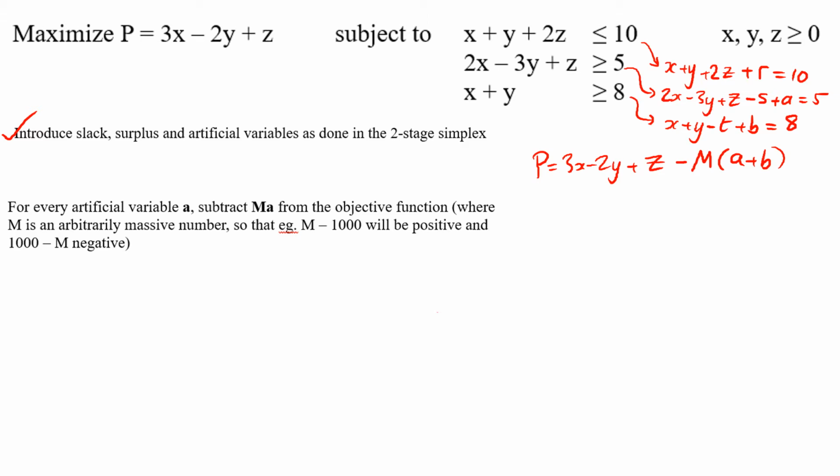I think if this is on a computer, they'd probably take whatever the biggest value is on the spreadsheet and times it by 100 and set that to be M or something, but we're essentially treating it as infinite. So we've done that.